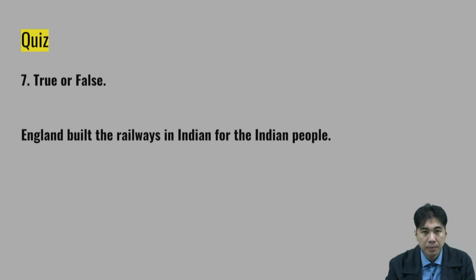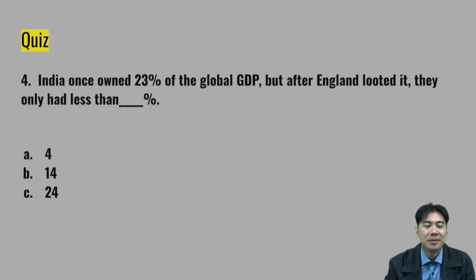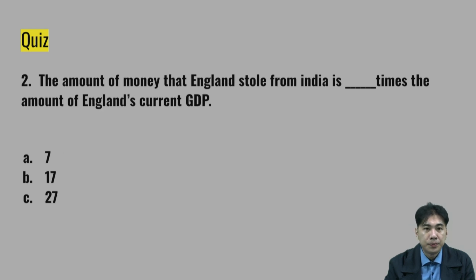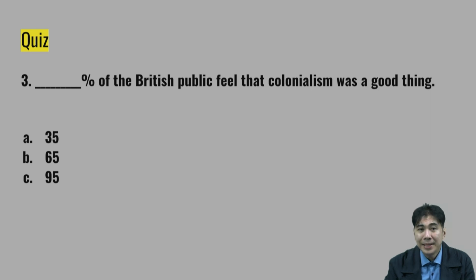Okay, let's go over them. Again, I think we only had 7. Was it 8? Okay. Let's very quickly go over the questions again. Number 1, England looted more than $1 trillion between 1765 and 1938 from India. Number 2, the amount of money that England stole from India is blank times England's current GDP. Number 3, blank percent of the British public feel that colonialism was a good thing.